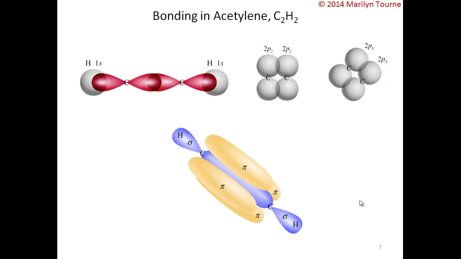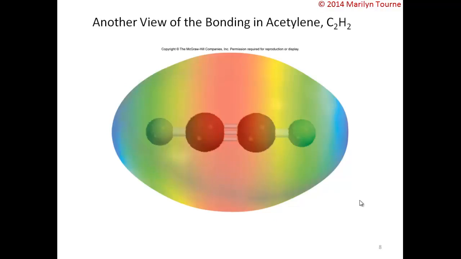Again, you've got 2 sigma bonds being made, one between the carbon and the hydrogen, and the other one between the carbon and the carbon. And then you've got 2 separate pi bonds being made, each between the carbon and the carbon. That, of course, totals 4 bonds for each of the carbons. And then here, I'm just showing you another view of the bonding in acetylene, and you can see that the electron density is greatest between those 2 carbon atoms.